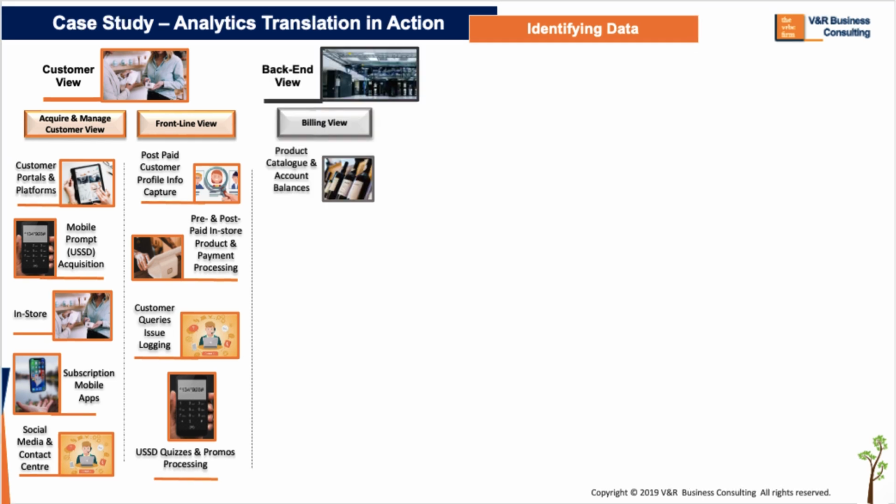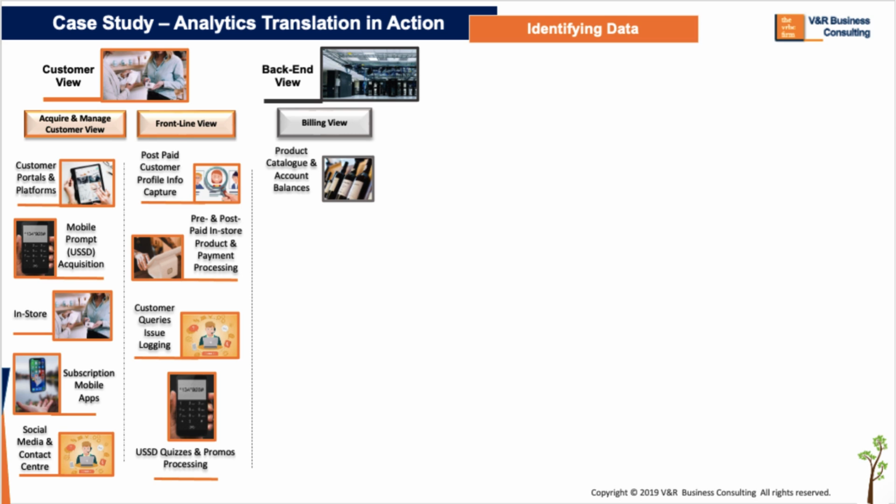Then we get slightly technical, the back-end view, the mechanisms that take place to ensure we enjoy the products and services we have purchased and that we are billed correctly. We start with the billing view, where we'll go through the various systems enabling and sorting data for billing for the various products and services through the various platforms. The first thing in the billing view is the product catalog and account balances.